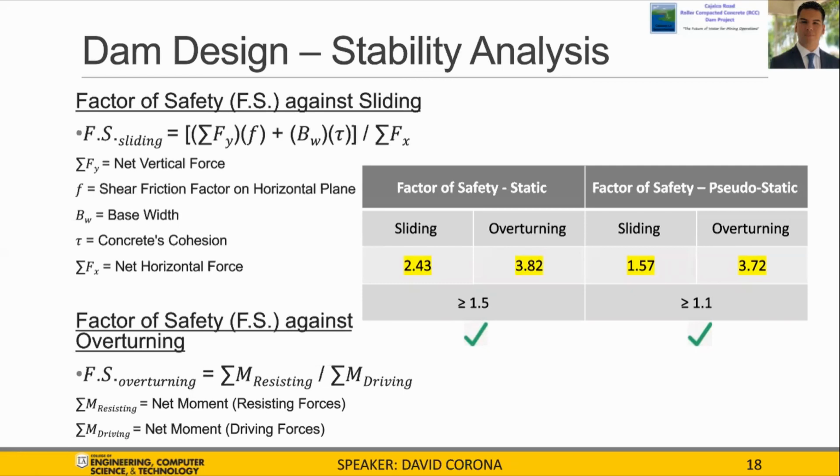To determine if the dam is stable against sliding and overturning under the loading conditions by calculating its factors of safety. In accordance with design standards by the U.S. Army Corps of Engineers, the safety factors must equal or exceed 1.5 under the static analysis, which does not include earthquake forces. Furthermore, the safety factors must equal or exceed 1.1 under the pseudostatic analysis, which does include earthquake forces.